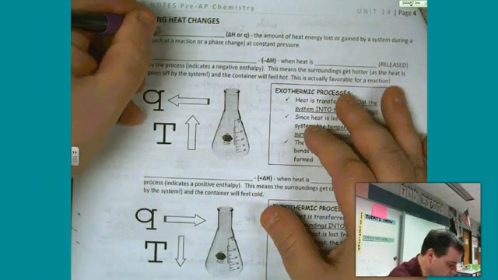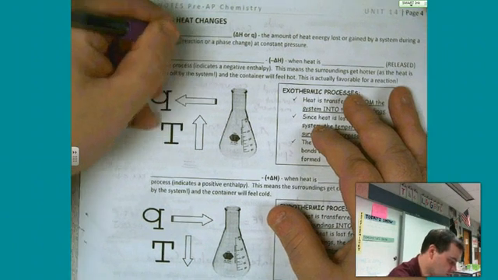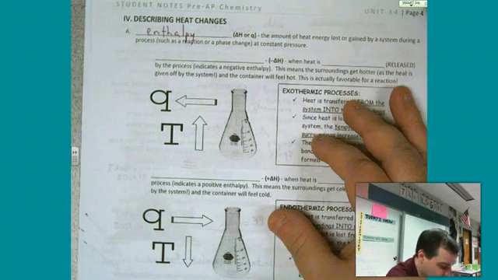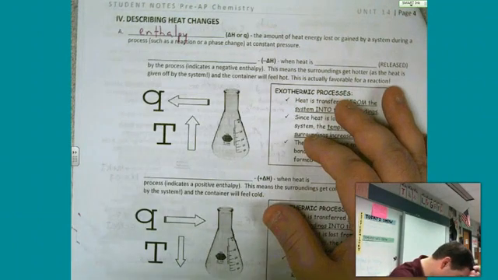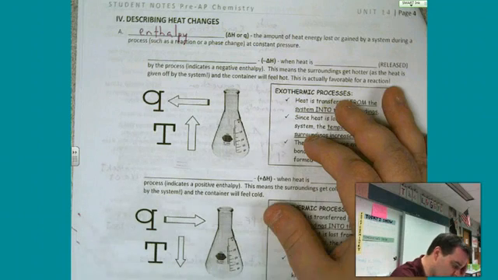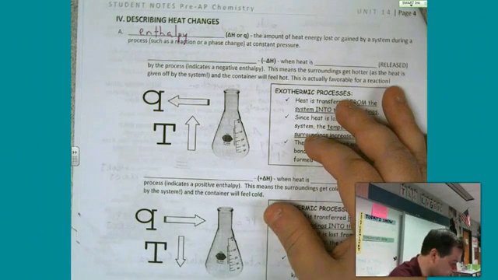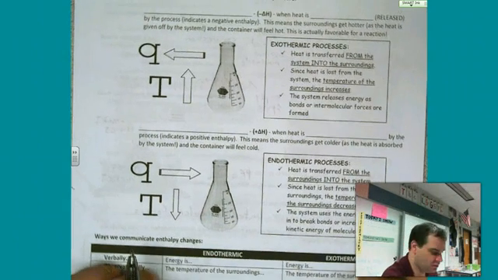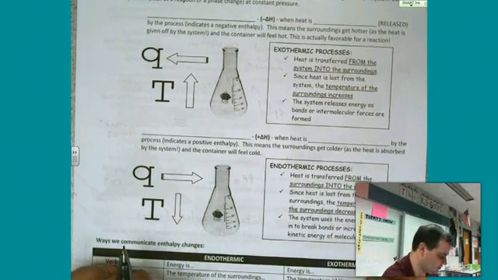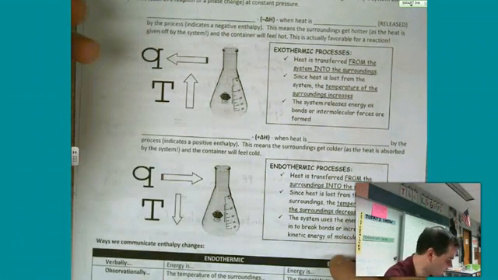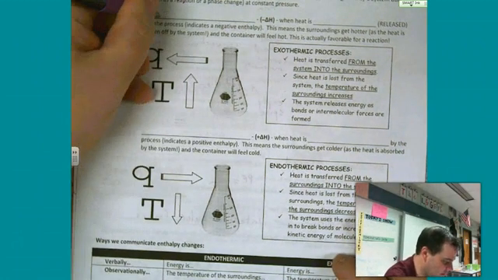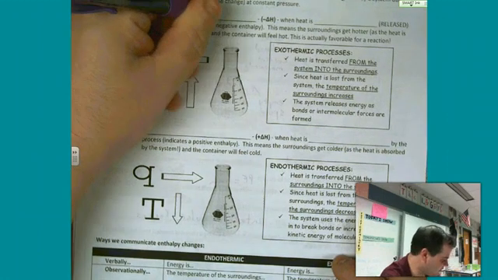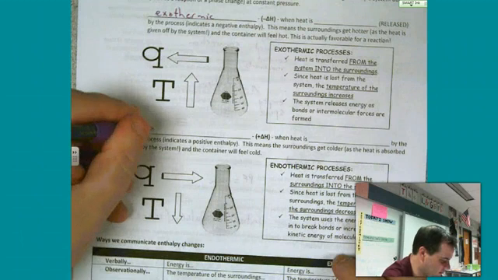Enthalpy, which is delta H to the chemist, which is Q to the physicist. This is the amount of heat lost or gained by the system during the process, such as a reaction or a phase change at constant pressure. Now, there are two types of reactions that involve heat changes here. There's the infamous exothermic, and then there's the wonderful endothermic.